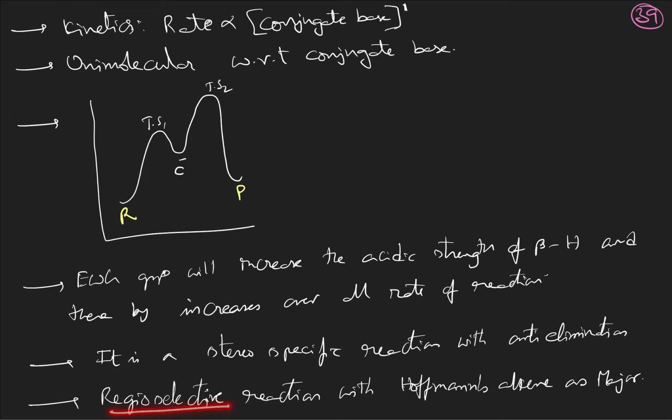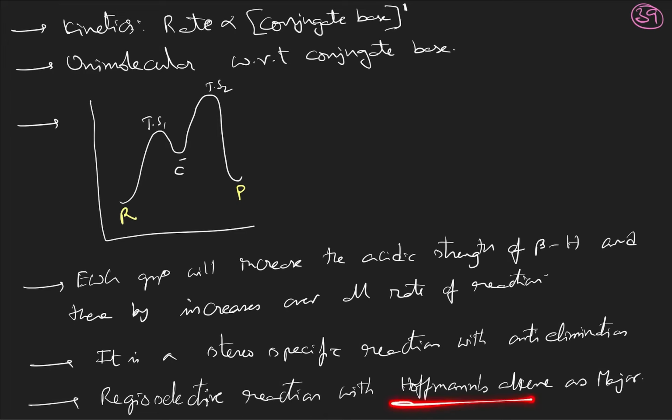It is a regioselective reaction with a Hofmann's alkene as a major product. Why will Hofmann's alkene be the major product? The less substituted beta carbon hydrogen will be more acidic in nature. Therefore, the base will abstract such more acidic hydrogen, and that results in the formation of a less substituted alkene.